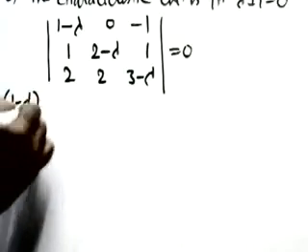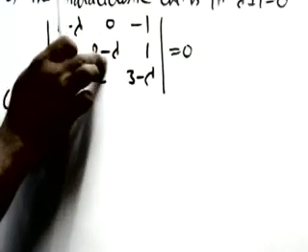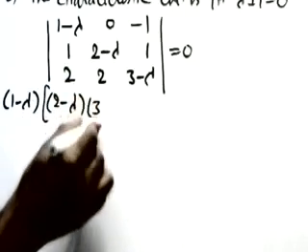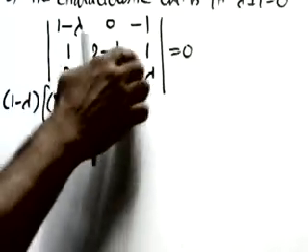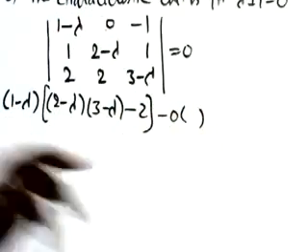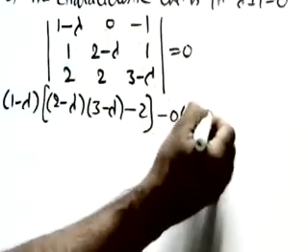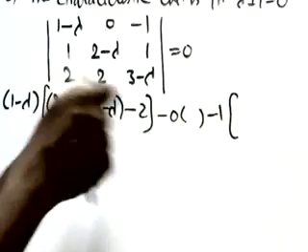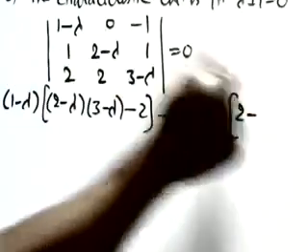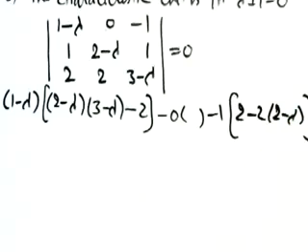We already know how to expand. Let me take first 1 minus lambda. Now hide this row and column, multiply: we get 2 minus lambda into 3 minus lambda minus 2 into 1, that is 2. Then we take the next one with negative sign. No need to write anything because 0 into a number is 0. The next one is minus 1, so minus 1 into, hiding this row and column, 1 into 2 is 2, minus 2 into 2 minus lambda, equals 0.